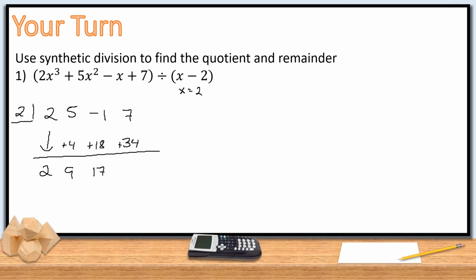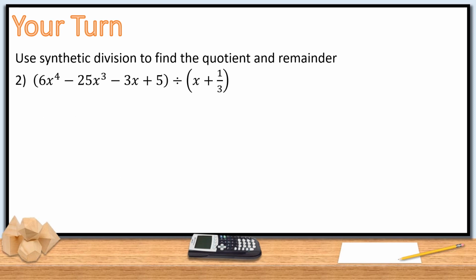Plus 7 is 41. So this means our solution would be 2x squared plus 9x plus 17, remainder of 41. That's it. How'd you do? Second one, we've got 6x to the power 4 minus 25x cubed minus 3x plus 5 divided by x plus a third. Take a shot at it, pause the video, come back, and let's see how you did.